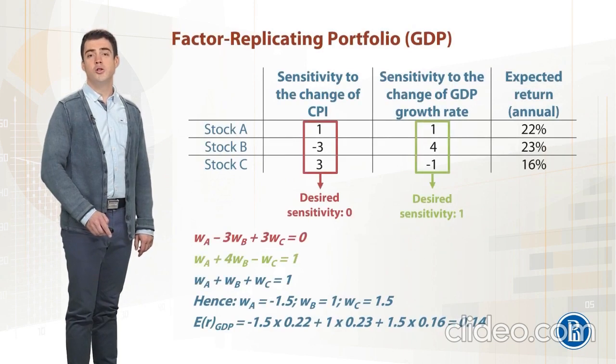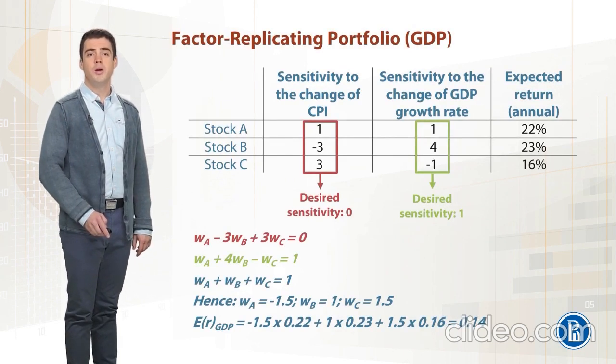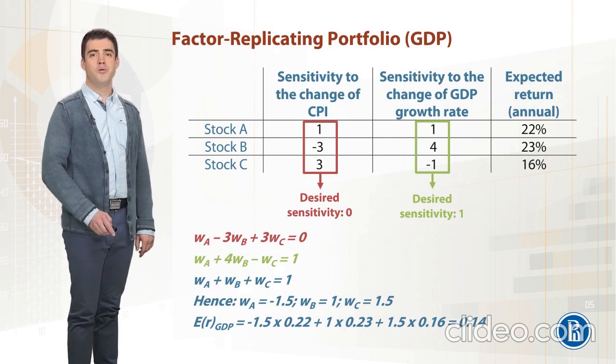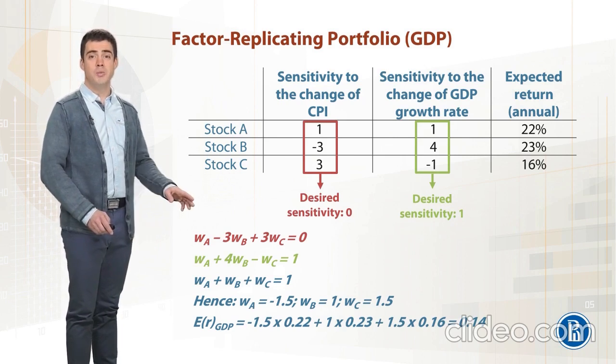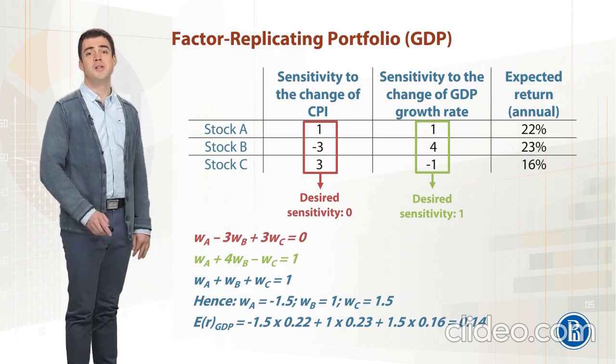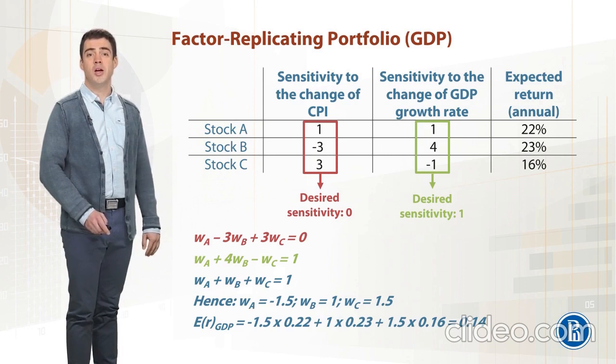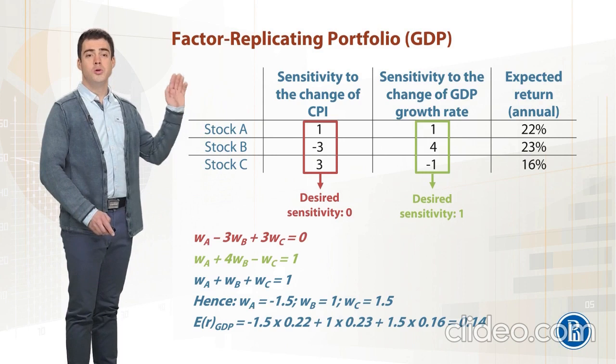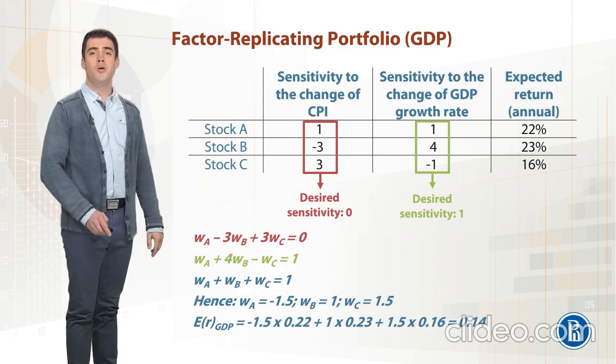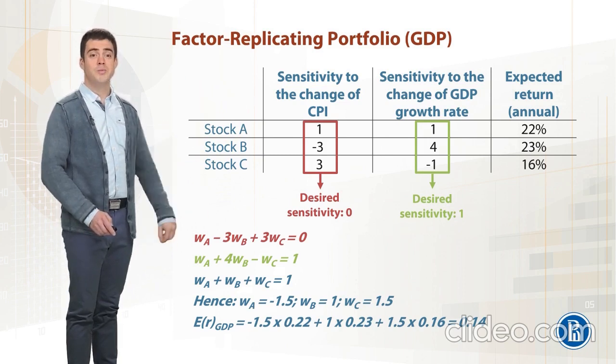On the next stage, we do just the same job in order to replicate the portfolio which will have unit sensitivity to the second factor, the change in GDP, and no sensitivity to the first factor, the change of CPI. Practically, we do just the same job, with the only difference being the target sensitivities of these two factors. Now, as you see, they have changed place.